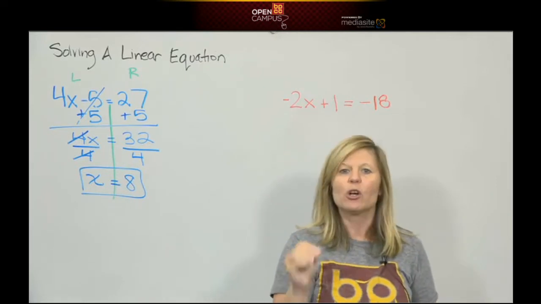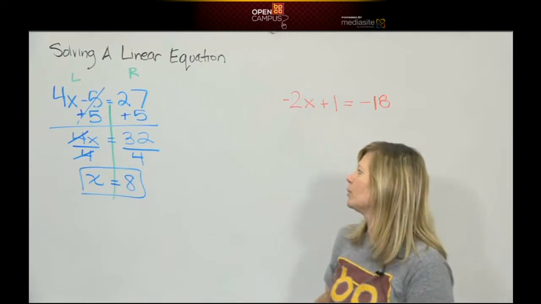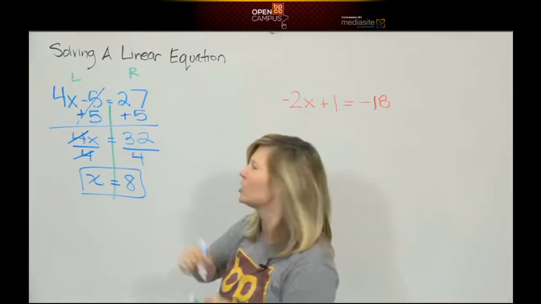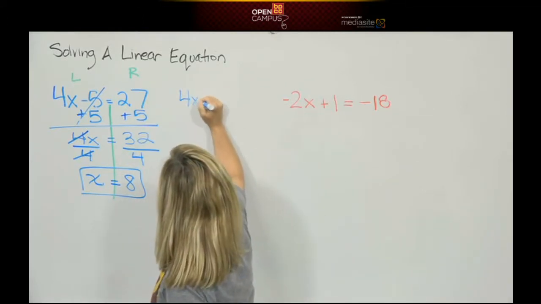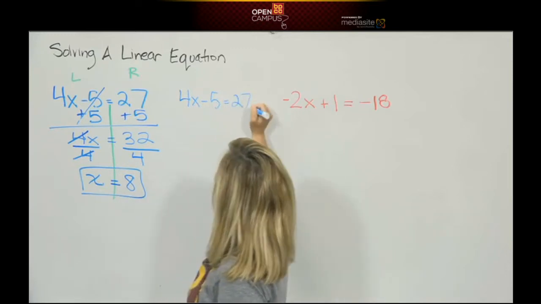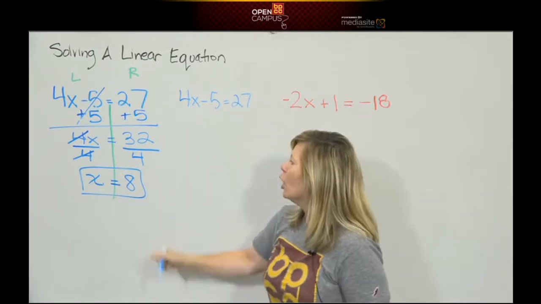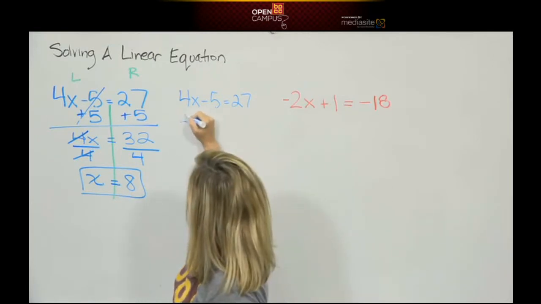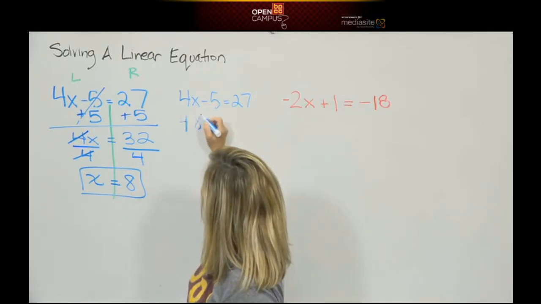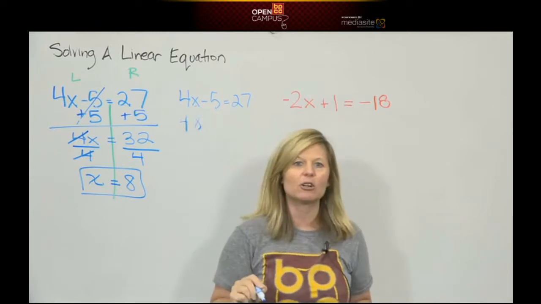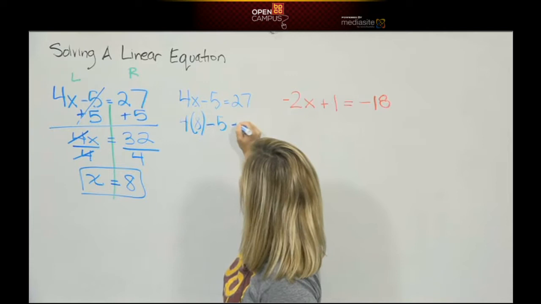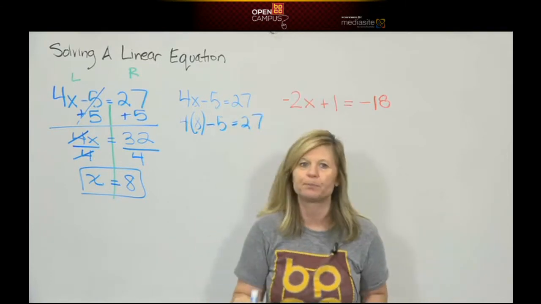Now, very important. Once you solve, you should always check your solution. The way you check your solution is you go back to the original equation. So you rewrite the original equation, but now you're going to substitute. You're going to replace that x with the number you found, 8. So this is 4. We're replacing x with 8. They're side by side. They're connected by multiplication. So we put parentheses. Minus 5 equals 27.